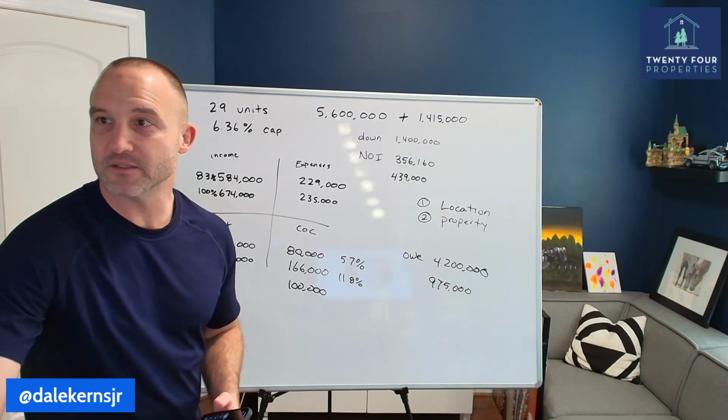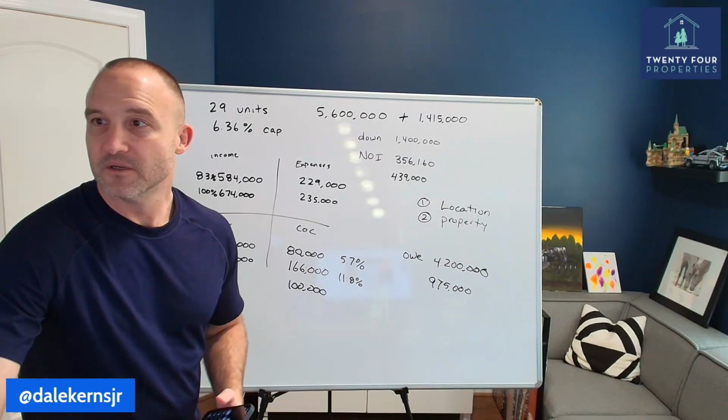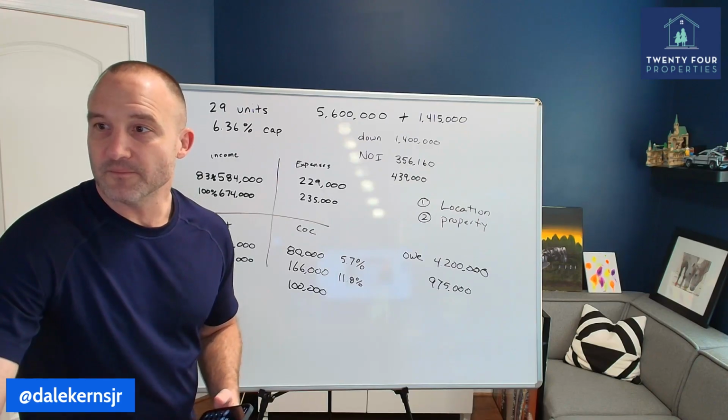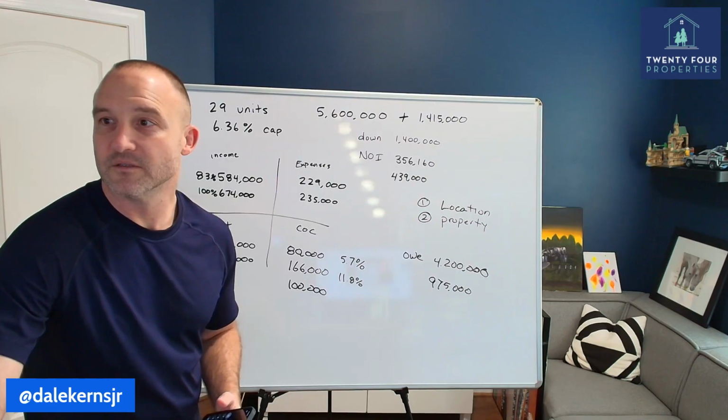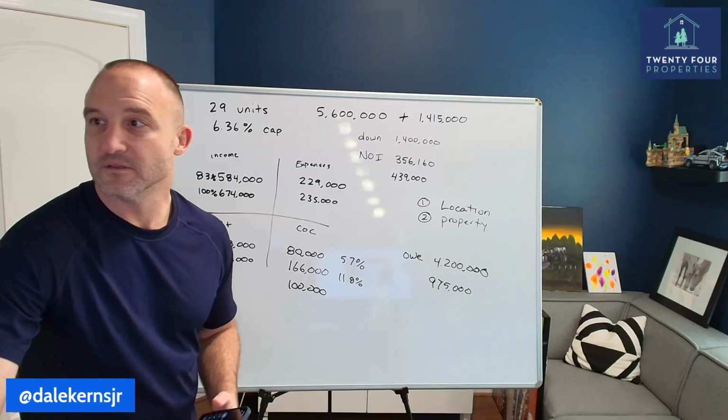So they're saying on this, there's an assumable loan. Let's see what that says. Loan amount, 4 years.